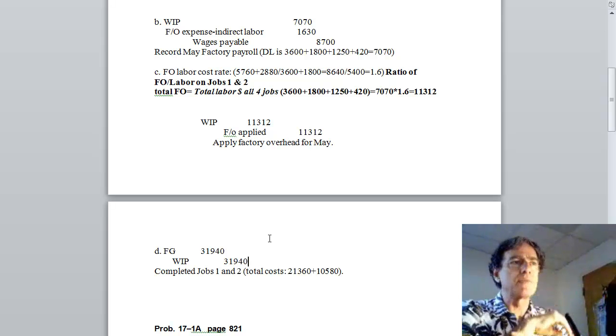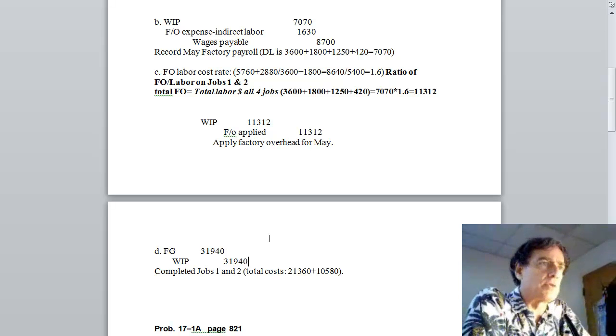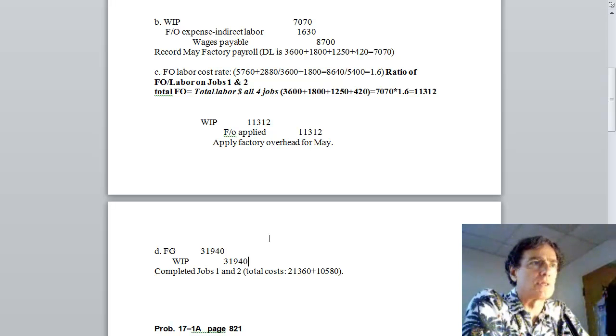We have three kinds of inventory accounts in managerial accounting. Raw materials is the stuff that comes in from vendors. It transfers into work in process, which is production. When the production's finished, it moves from there to finished goods.